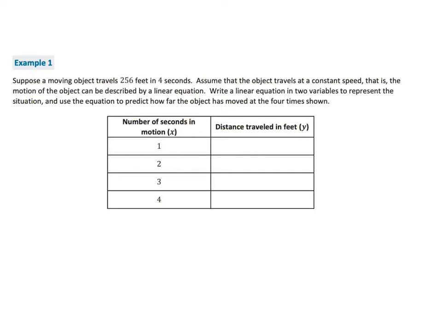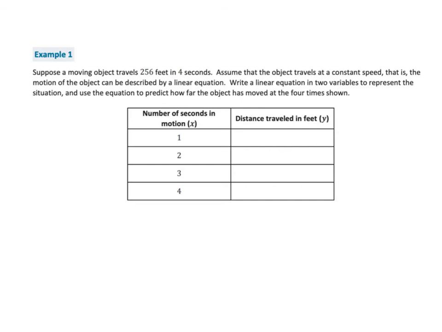All right, here we have example 1. It says, suppose a moving object travels 256 feet in 4 seconds. Assume that the object travels at a constant speed. That is, the motion of the object can be described by a linear equation. So remember, linear means a line. Write a linear equation in 2 variables to represent the situation, and use the equation to predict how far the object has moved at the 4 times shown.